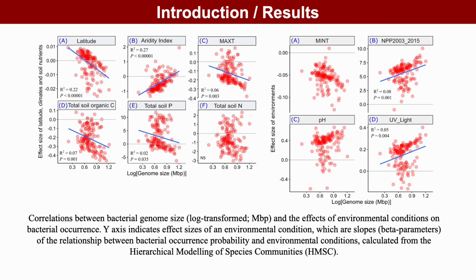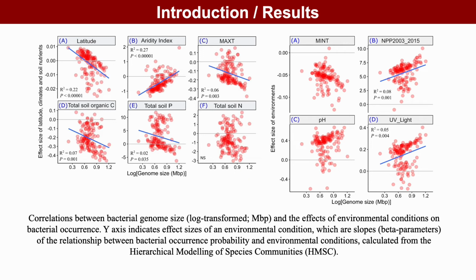We then investigated relationships between the environmental gradients and bacterial genome size by fitting the dataset with a joint species distribution model. After fitting the model, we found that the distance from the equator had a strong impact on genome size distribution in soil, in that bacteria with small genomes were more likely to have a positive association with increasing latitude.